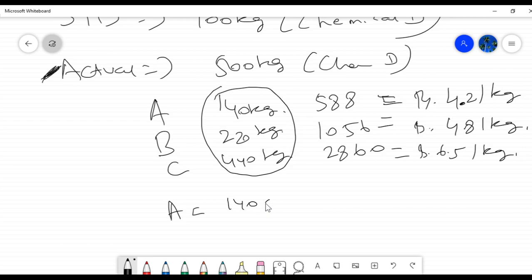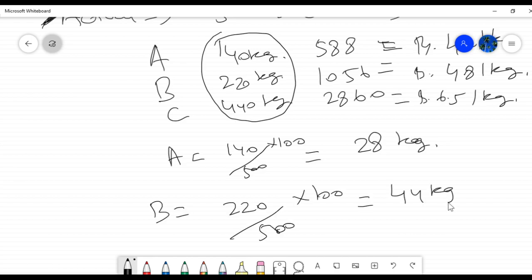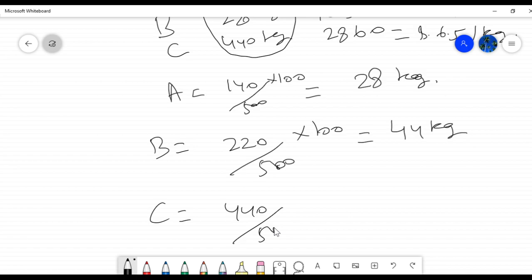100 kilogram of output. B, how much? B, 220 for 500 kg of output. Then 100 how much? 44 kg. Then C, 440 for 500 kgs. Then 100 how much? 88 kg. All these things are actual.